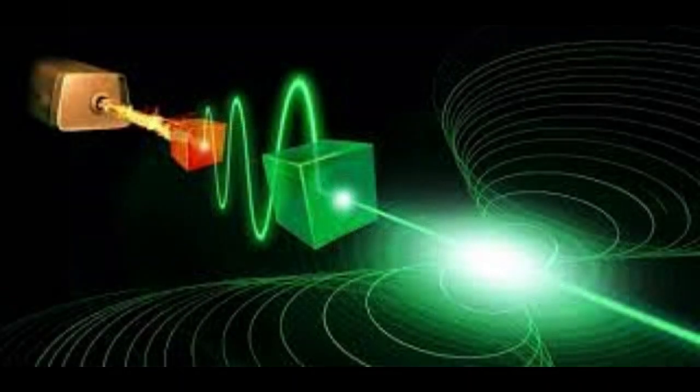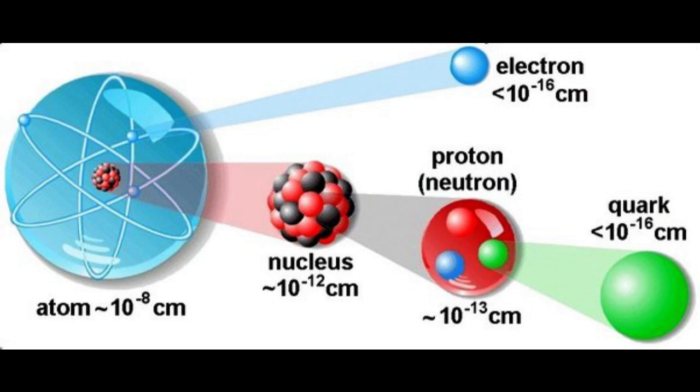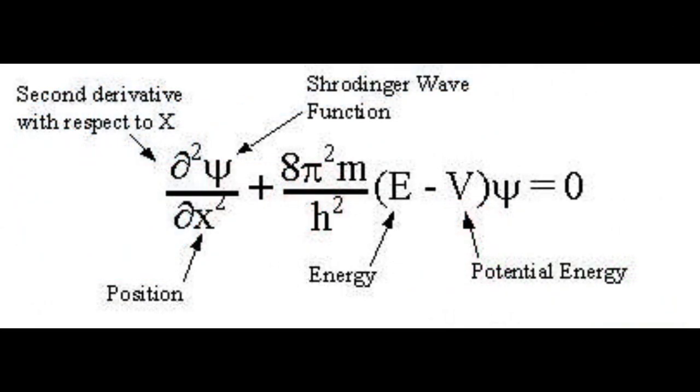In addition to his work on quantum mechanics, Erwin Schrödinger made several other important contributions to the field of physics. Here are some of his notable contributions. Schrödinger's equation. Schrödinger's most famous contribution is the Schrödinger equation, which is a partial differential equation that describes the time evolution of a quantum system. The equation is a central equation in quantum mechanics and is used to describe the behavior of particles at the atomic and subatomic level.